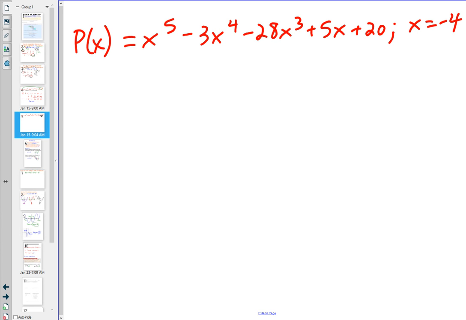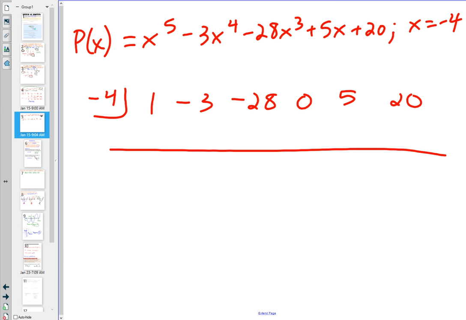So they want us to put in a negative 4, we shall put in a negative 4. How many numbers should I have? 6, but I only got 5, so it looks like I'm missing a square. So 1, negative 3, negative 28, 0, 0. Thank you. And here we go.